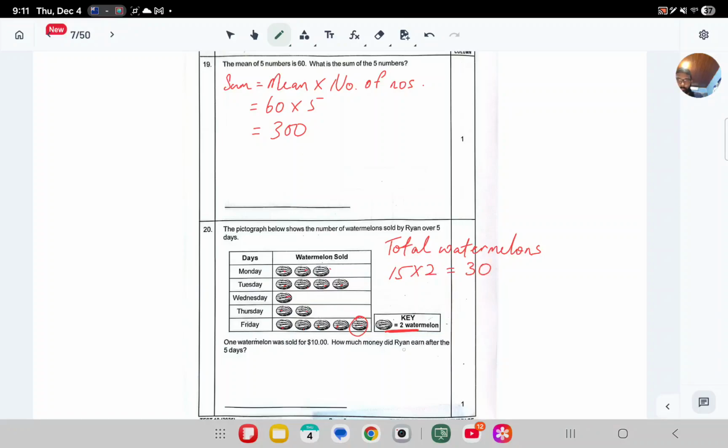I wanted to calculate the total earned. So the total earned would be the 30 watermelons multiplied by the cost for 1, which is $10. And 30 by 10 is 300. So $300 is the total.